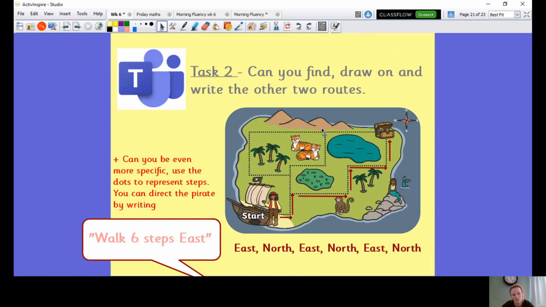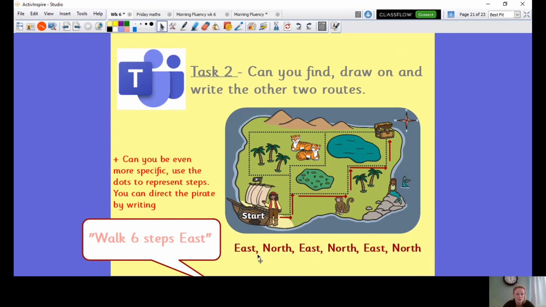Now what I want you to do is write the directions like I did, having a comma in between each. But you can see that I followed this red line, the red directions. I want you to see if there are two other routes and how you can write those routes. Now, if you want an extra challenge, you can be more specific. So I just said east, north, east, north, east, north. I mean, how far am I going east? How far am I going north?